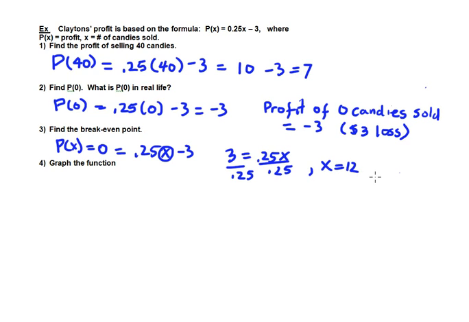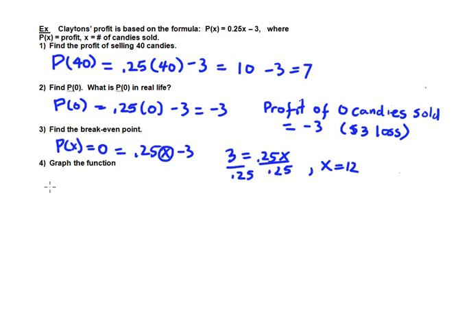If we interpret that, we see that x equal to 12 means 12 candies sold will result in 0 profit. So for 25 cents times the 12 candies, we make $3, and that offsets or compensates for the $3 spent on the bag.